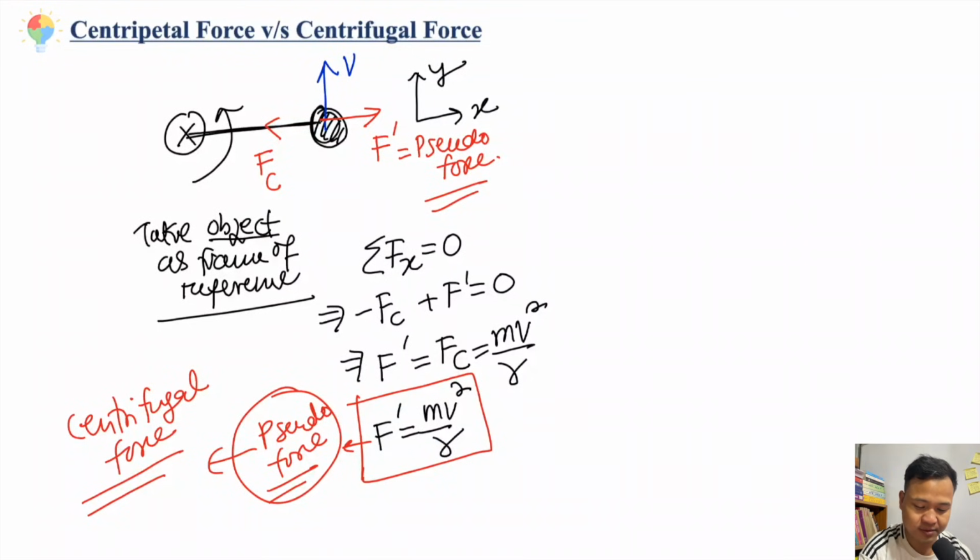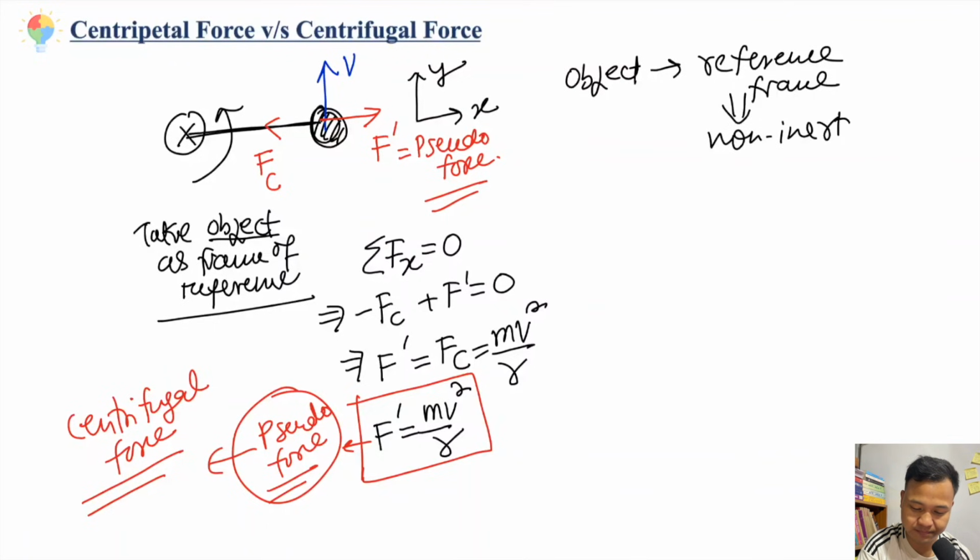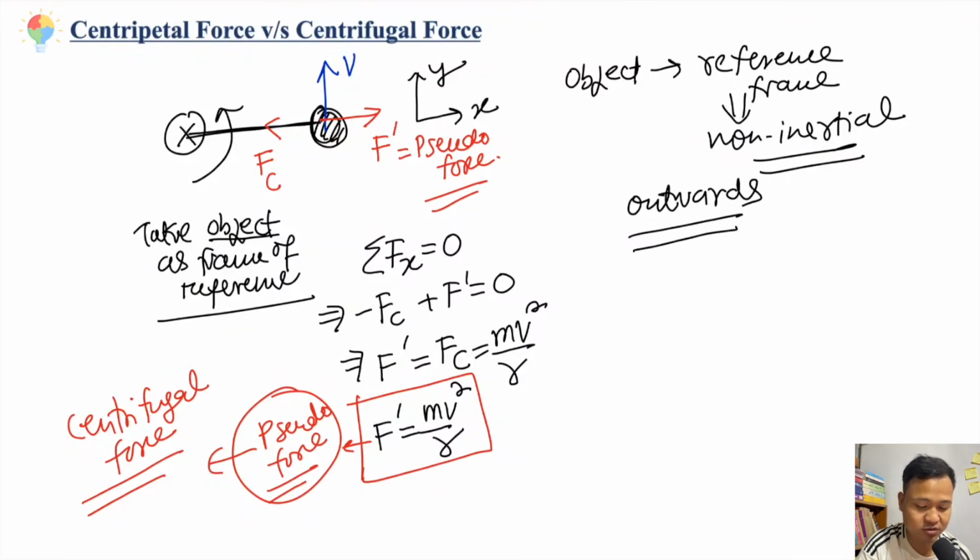So the centrifugal force exists because you take the object as the frame of reference. So this reference frame is a non-inertial frame. So this is always outwards. It is a pseudo force, it is outward. So this is exactly equal to the centripetal force. Centripetal force is mv square by r, so this is also mv square by r. Okay. So now let's try to summarize what we have learned.